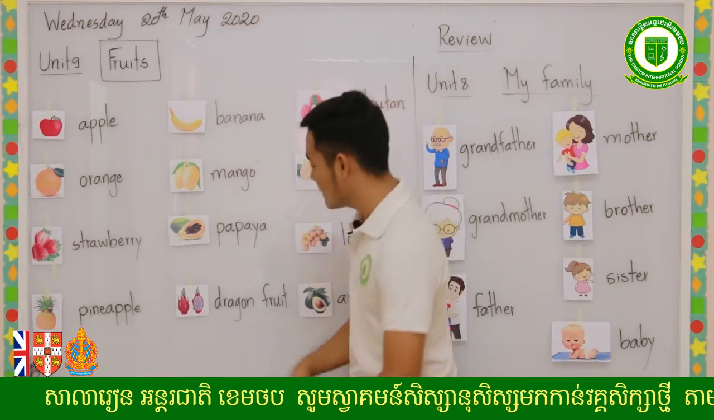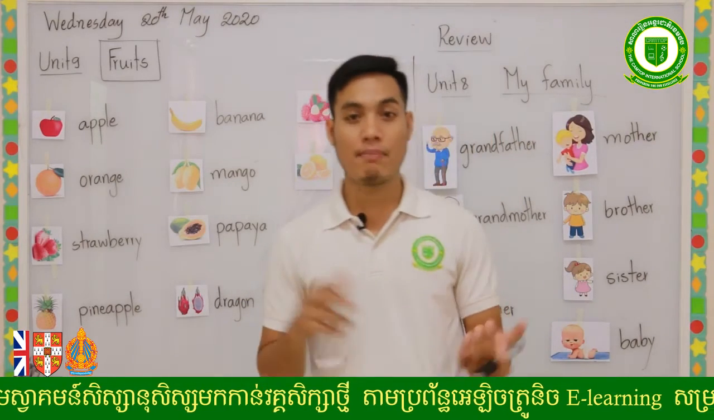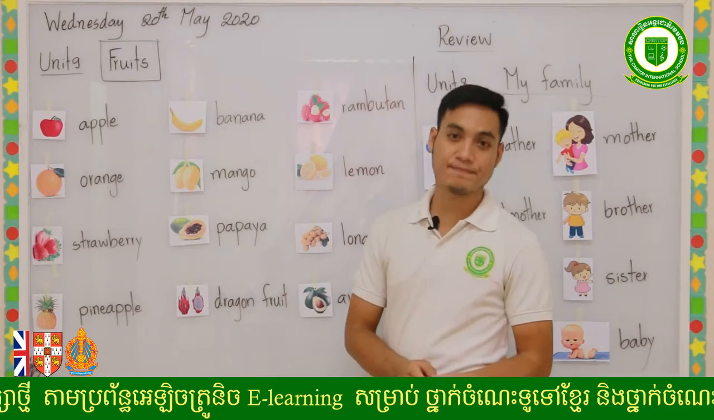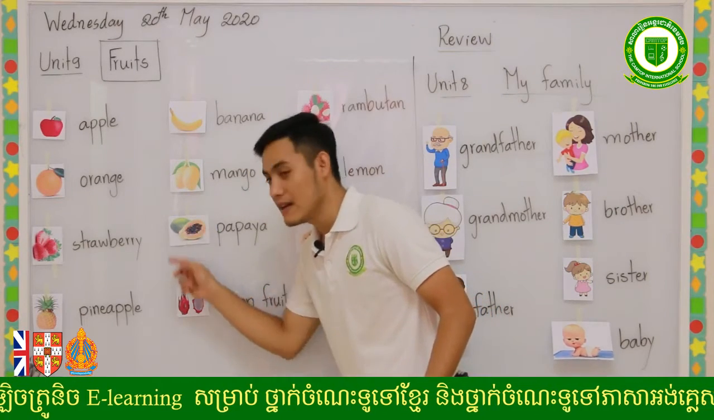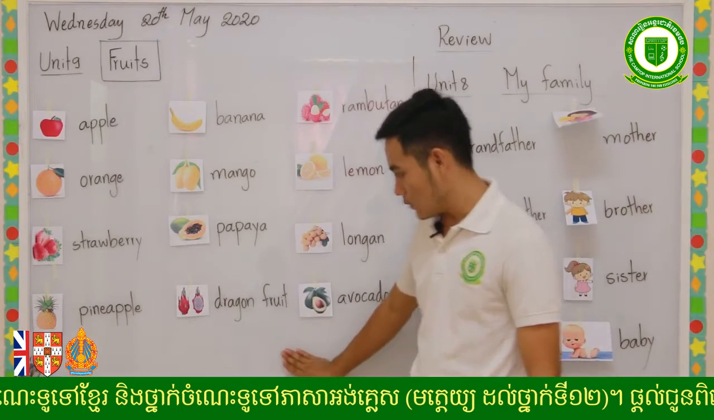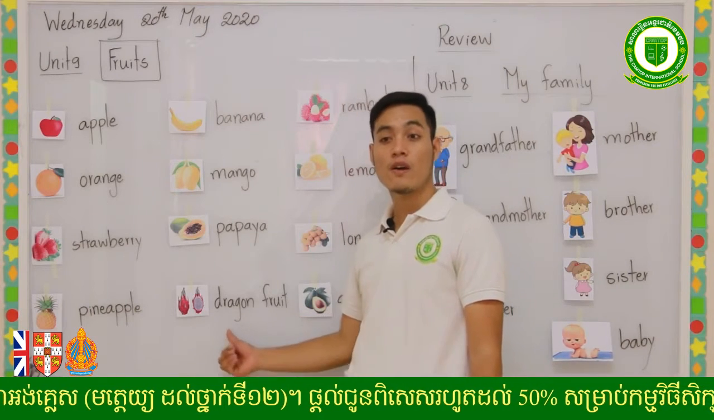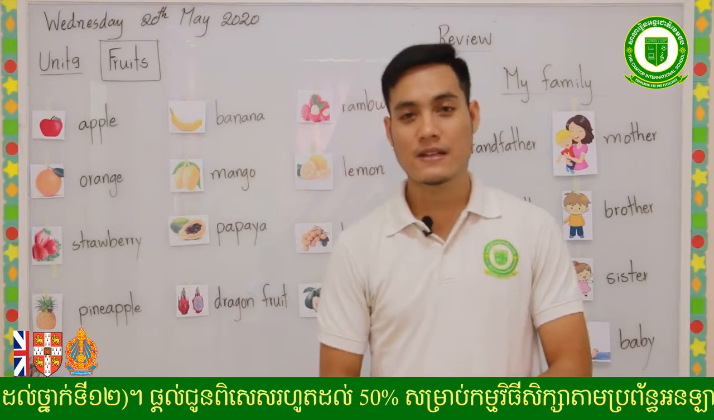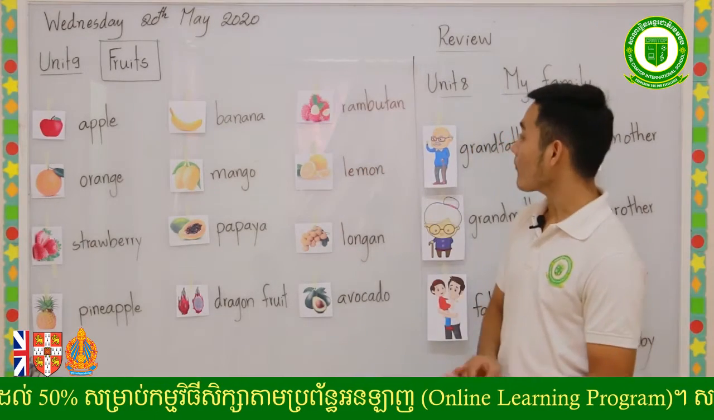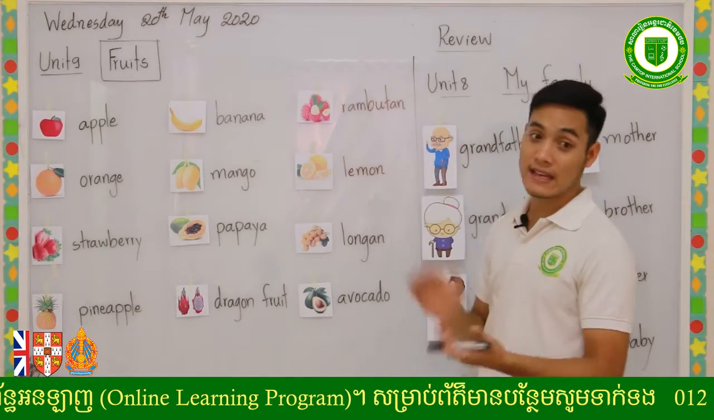And the next one is papaya. Go together. Papaya. Good. Again, papaya. Look, here is papaya. The next one looks yummy, it looks so nice. This one is dragon fruit. Say it together, dragon fruit. Good. Go to the last word, which is rambutan. Again.